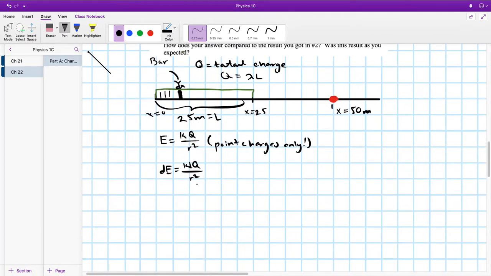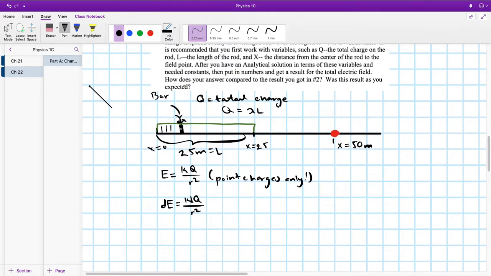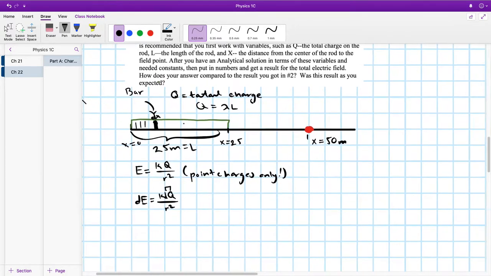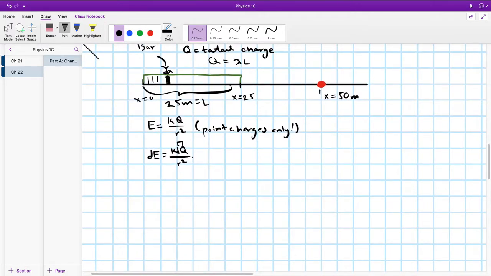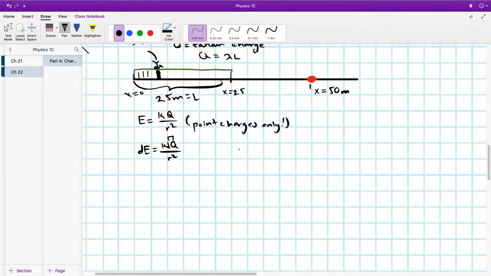Now we're given something that we can actually work with. So we're going to be looking at a small section of our rod, and we're going to look at the small charge that small section of the rod has, and we'll be able to calculate just the electric field from that small section of the rod. So it looks like we have everything except dQ and R. So since lambda is equal to Q over L, a small section of the charge, or a dQ of the charge, is just going to be lambda times our small section of the rod, which is dx.